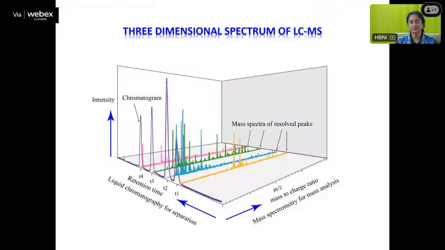This is a typical LCMS mass spectrometer, where your samples are being separated. Say there are four components with four retention times, T1, T2, T3, T4. So these are the four spectra, and this is the mass to charge ratio, depending on that.